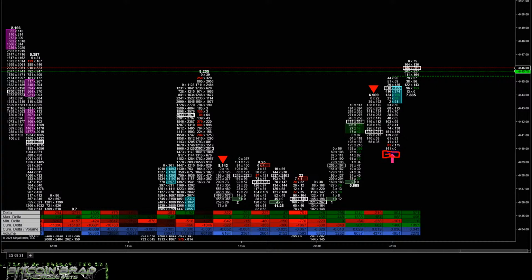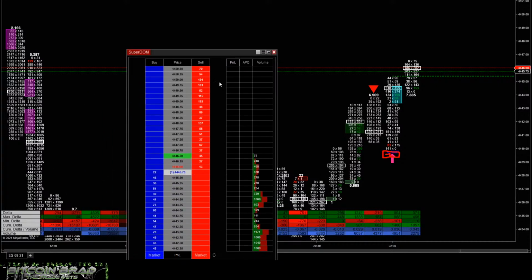And then we go back to the DOM, right? And there's just a big buyer sitting right here, and he's just buying it all up until these sellers get exhausted. He fills everyone at the 46, and then the 46 quarter jumps down.